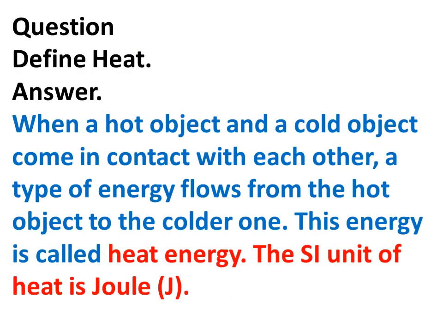Next question was: define heat. So the answer is, when a hot object and a cold object come in contact with each other, a type of energy flows from the hot object to the colder one. This energy is called heat energy. The SI unit of heat is joule, written with a capital J.